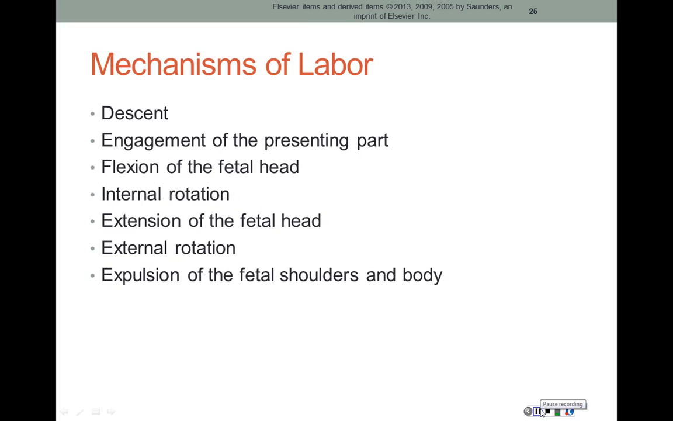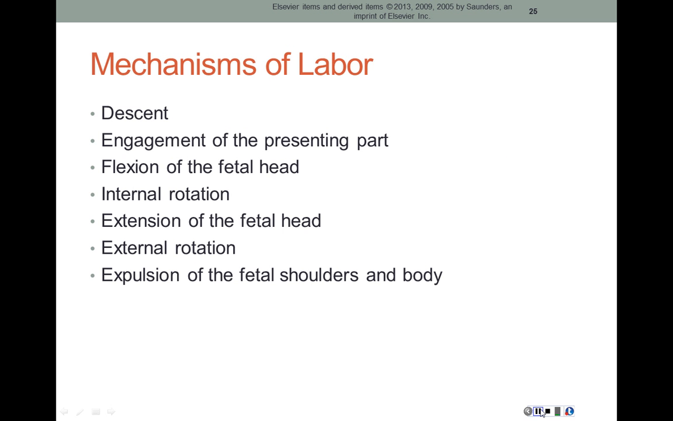Okay, so the mechanisms of labor. The first part is the descent, and this is actually the fetus moving down into the pelvic area, getting ready to begin that labor process of being expelled from mom's body. Engagement of the presenting part, and this is just whatever fetal part is presenting at its widest diameter. Flexion of the head, we talked about that a little bit before, but we want the smallest head diameter to pass through the pelvis first.